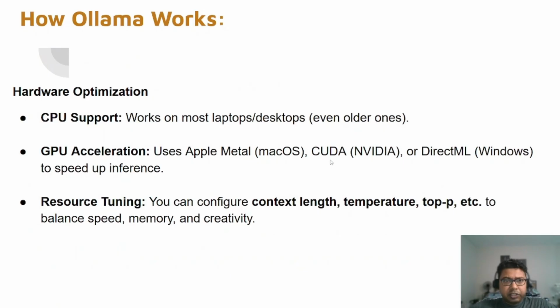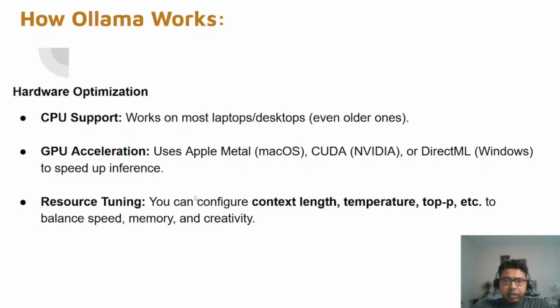Hardware optimization, CPU support: it works on most laptops and desktops. It just needs, I think, 8 GB of RAM and maybe 16 GB of storage. It needs basically 3 to 5 GB of storage to store at least one model, so we need to have more than that storage in the machine, and at least 8 GB of RAM. So that's how it supports CPUs.